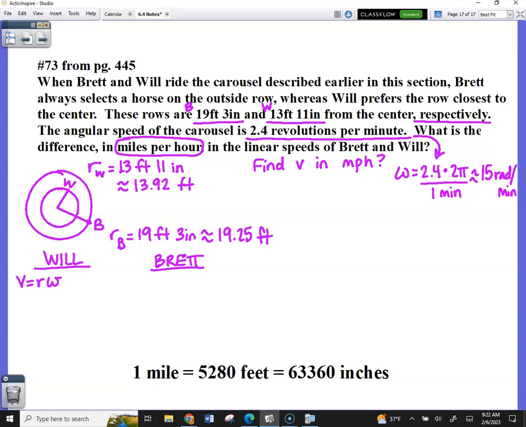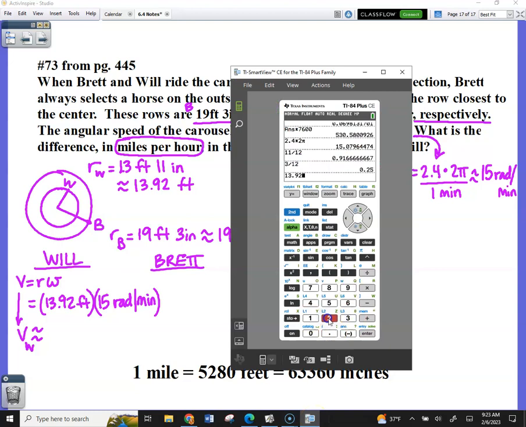But I'm not. All right, so now we've got to find Will's linear speed. We know the radius now in feet, 13.92 feet. And we have the angular speed was 15 radians per minute. I'm going to put a sub W, the linear speed for Will. So 13.92 times 15 is 208.8. This was linear speed, so look at your units of measurement. We got feet per minute.